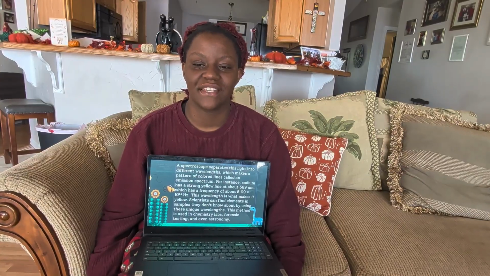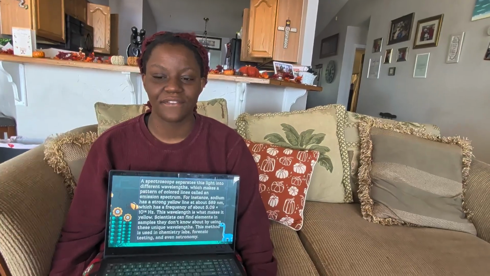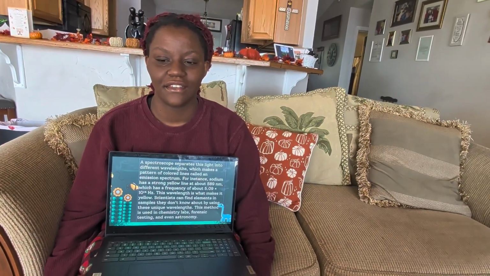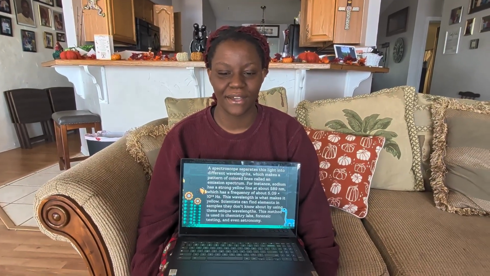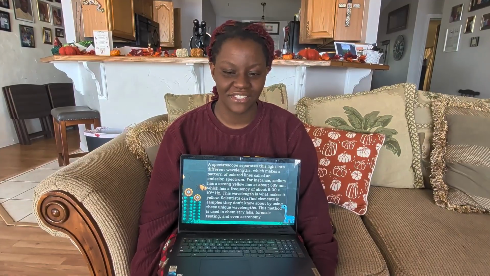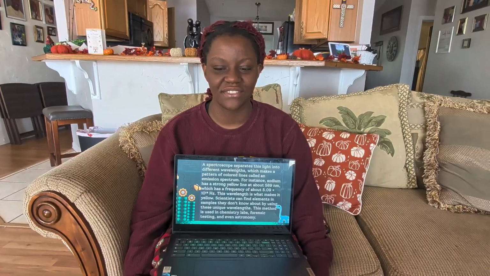My next slide is about the spectroscope. A spectroscope separates this light into different wavelengths, which makes a pattern of colored lines called the emission spectrum. For instance, sodium has a strong yellow line of about 589 nanometers, which has a frequency of about 5.09 times 10 to the 14th power hertz. This wavelength is what makes it yellow. Scientists can find elements in samples that they don't know about by using these unique wavelengths. This method is used in chemistry labs, forensic testing, and even astronomy.